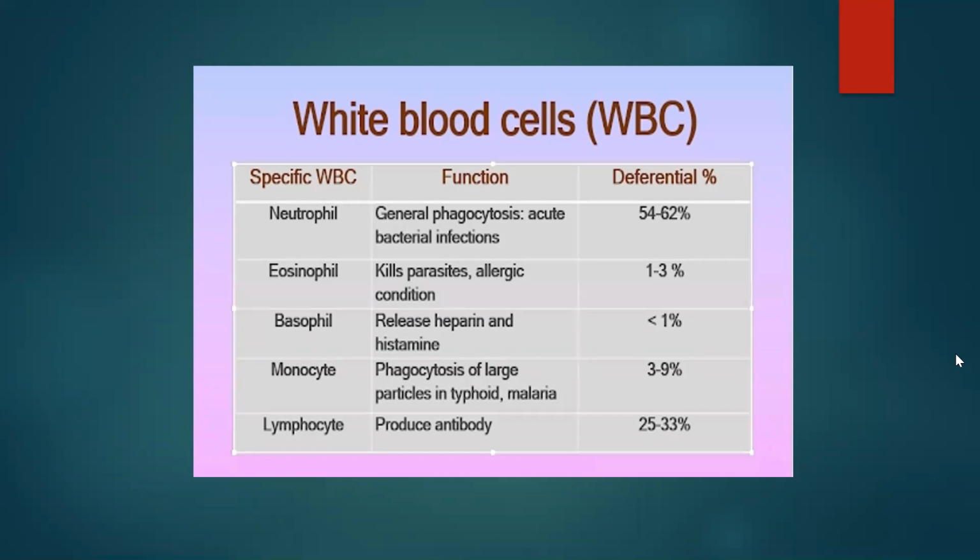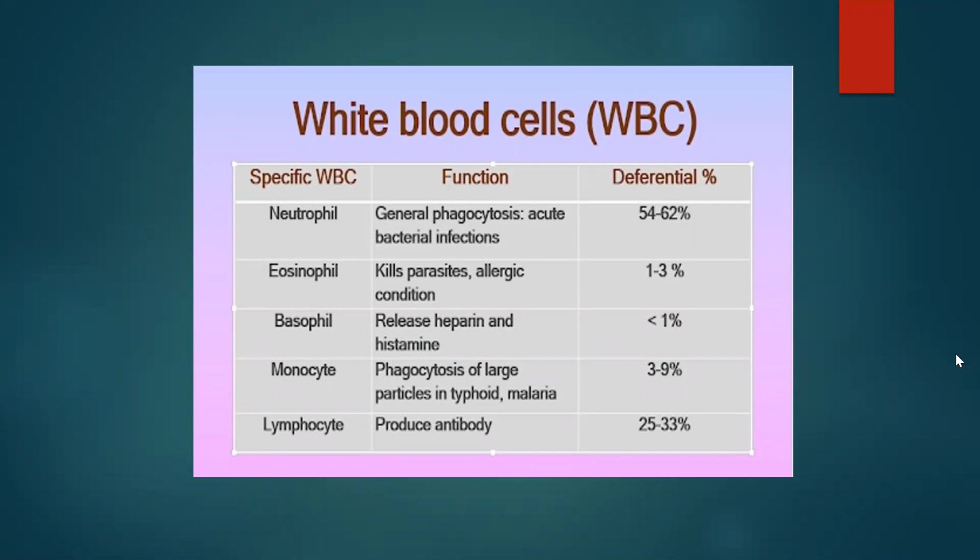So I hope you got what is heparin and what is histamine. These are chemicals. One is an anticoagulant, meaning it dissolves the clots, and the other is defensive in mechanism. Its percentage is less than 1%. Then we have monocyte. The function of monocyte is phagocytosis of large particles in case of typhoid or malaria. What is this phagocytosis? I'm going to explain it to you, just leave this for now. Its percentage is around 3 to 9%.